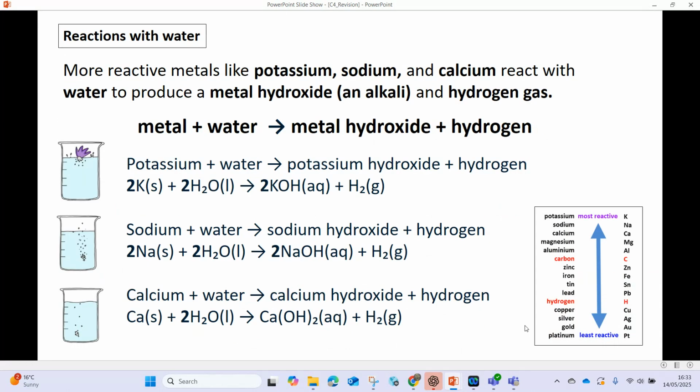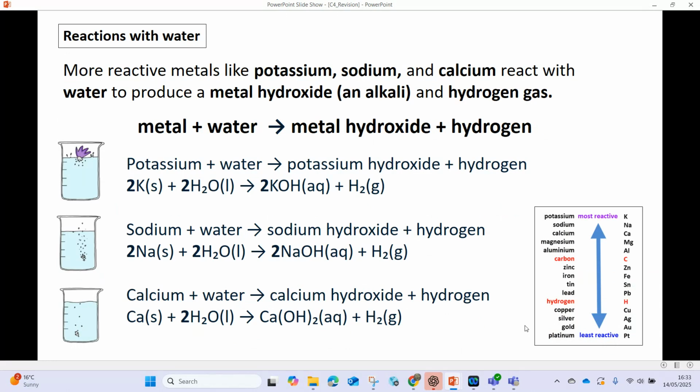But here are some of those metals that you can see in a diagram of how vigorously they can react with water. So potassium, when it reacts with water, makes potassium hydroxide and hydrogen, and the hydrogen gas that it gives off fizzes around, and it's an exothermic reaction, so that hydrogen gas can actually set on fire as well. Sodium is a bit less reactive than potassium, and there you can see the word and the symbol equation for the reaction of sodium with water.